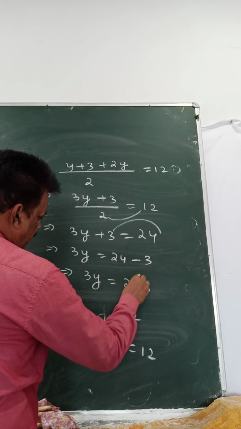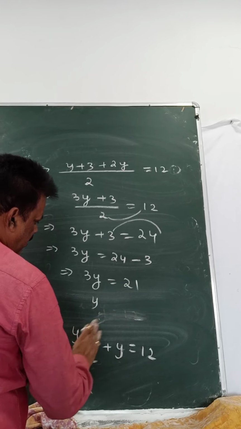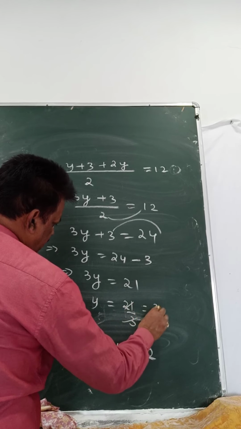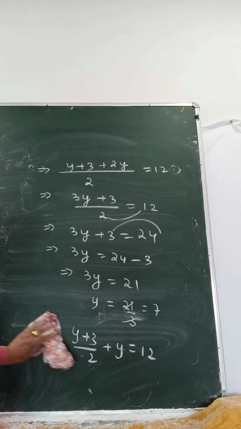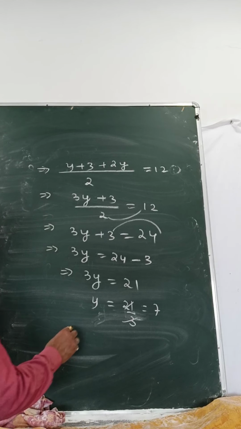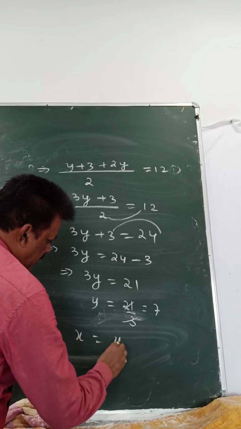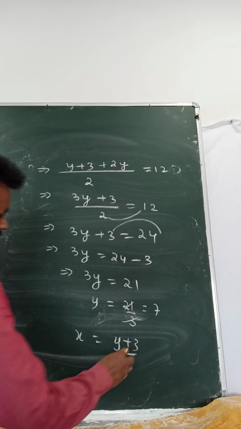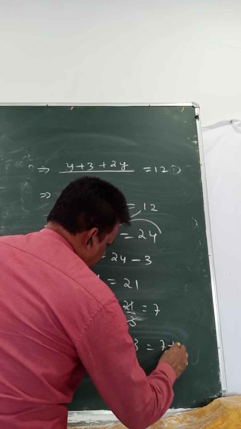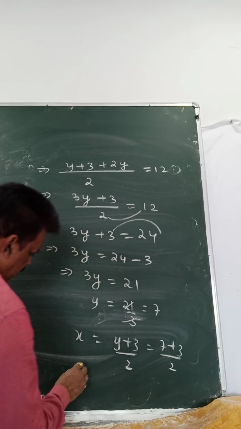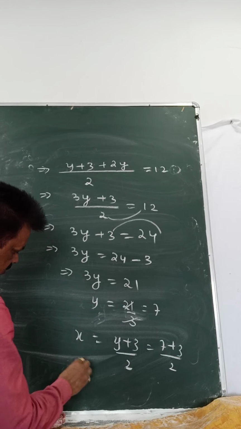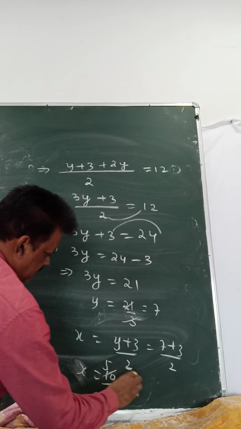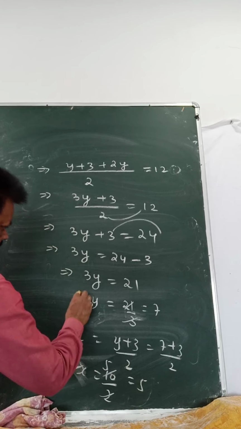3y equals 21, y equals 21 by 3, that is 7. Now you find x. What was x? x is (y plus 3) by 2, which means (7 plus 3) by 2. x equals 10 by 2, which means 5. You got x, you got y.